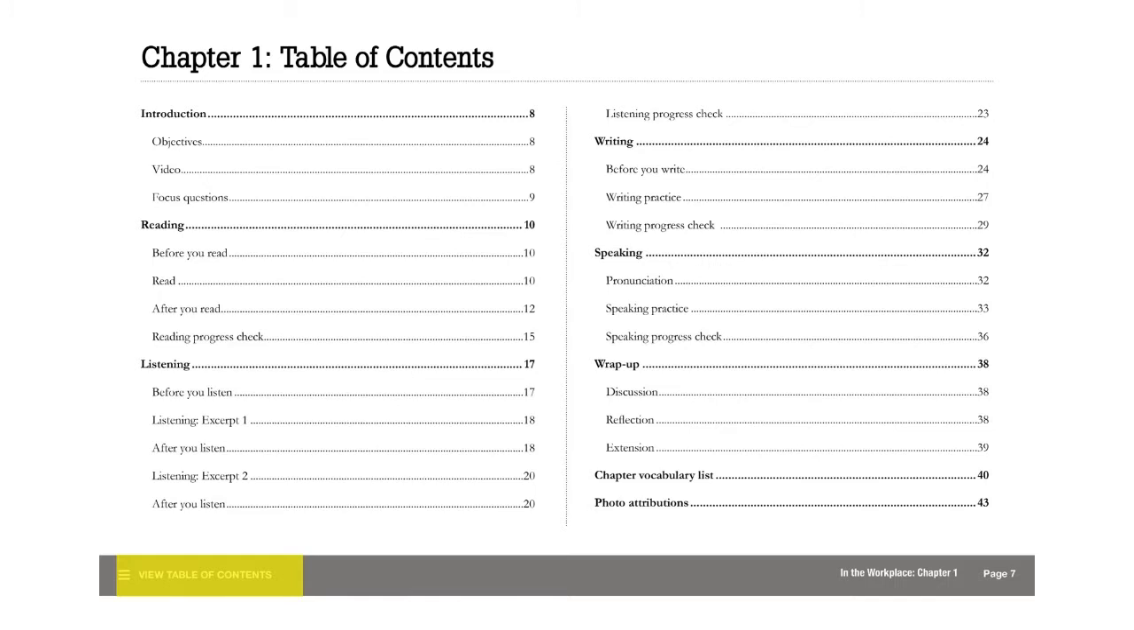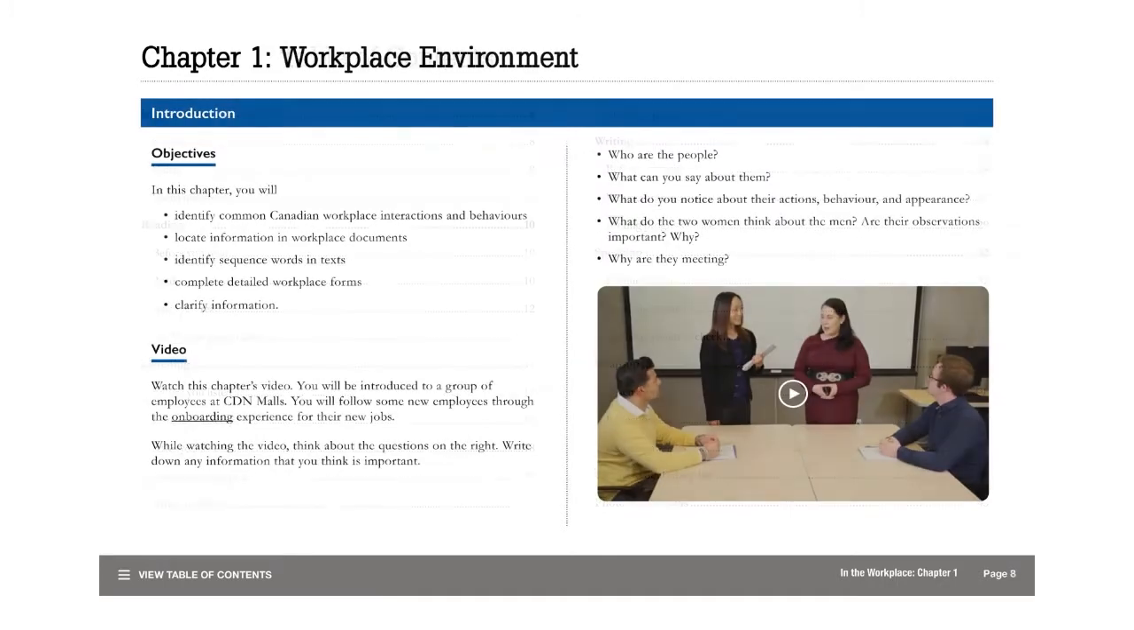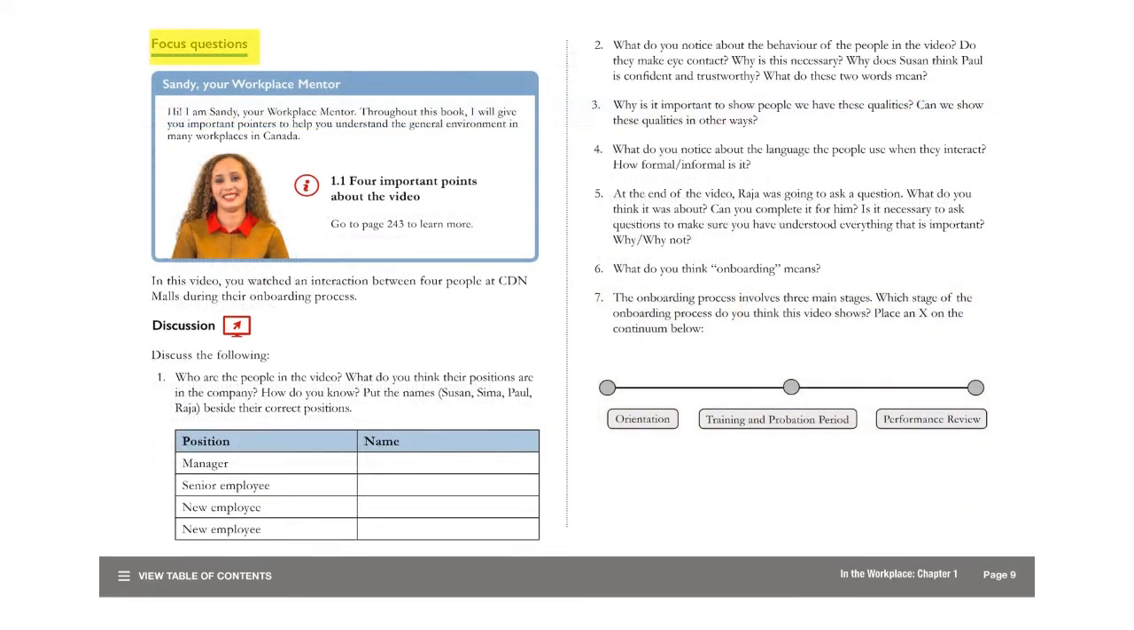Let's have a closer look at Chapter 1 so that we can understand how the chapters in the book are organized. Every chapter opens with an introduction. The introduction is divided into 3 parts. Objectives. Each objective is an action you will complete in the chapter. Video. The video provides you with a situation to observe and analyze. Focus questions. These questions will help you analyze the video and become more aware of workplace culture and expectations. In the introduction, your workplace mentor, Sandy, gives you some very important tips.